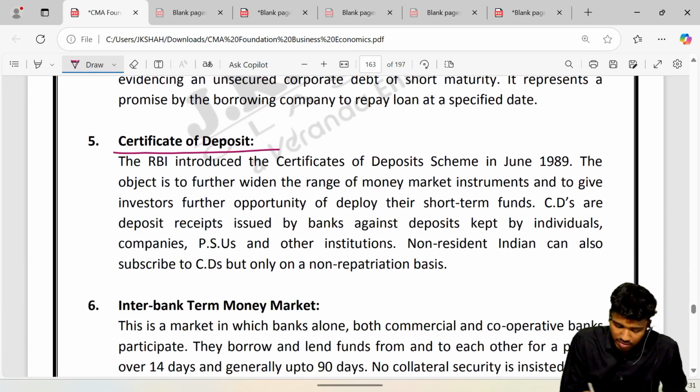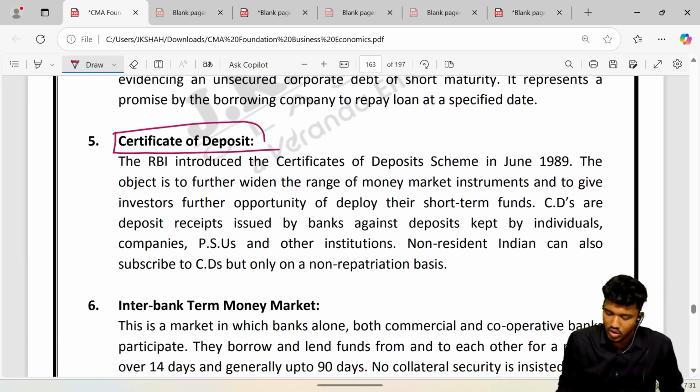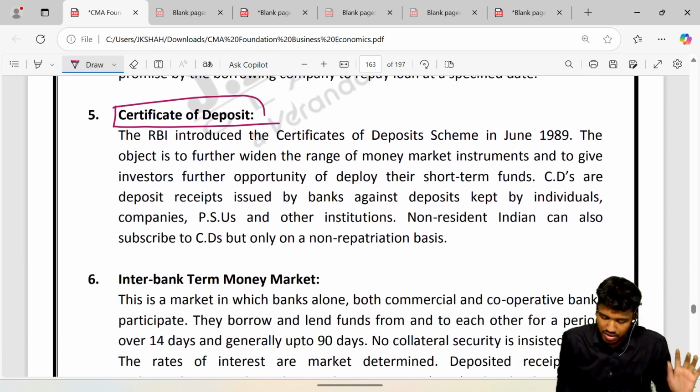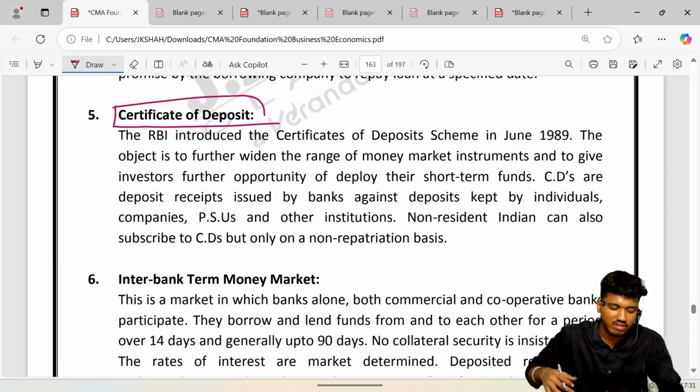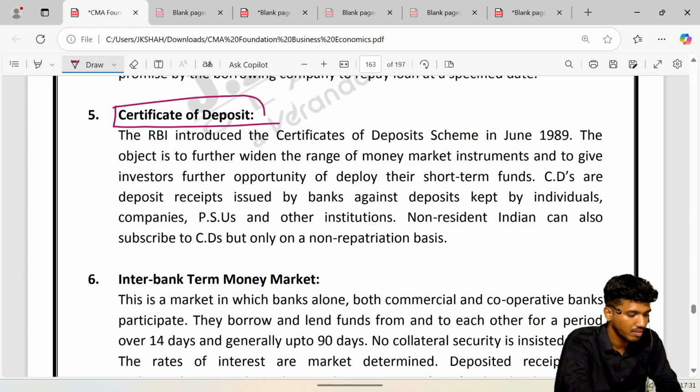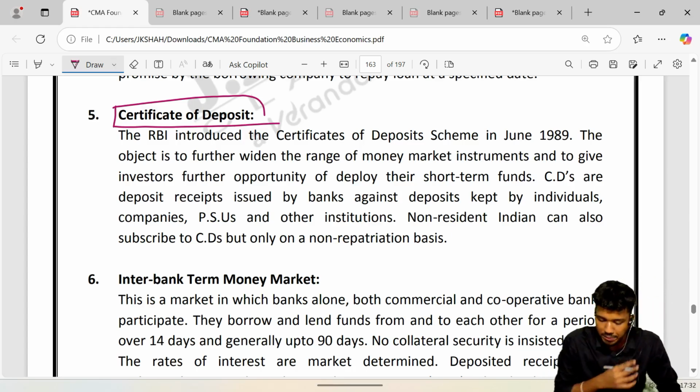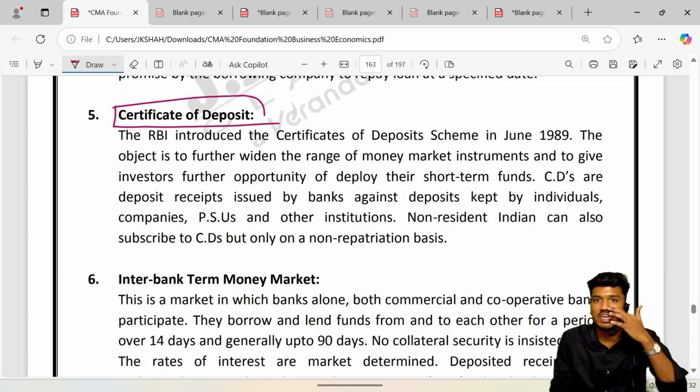Next, certificate of deposit. Now certificates of deposit, again, who issues them? So guys, let's move forward. There is a certificate of deposit. I'll tell you what certificate of deposit means.